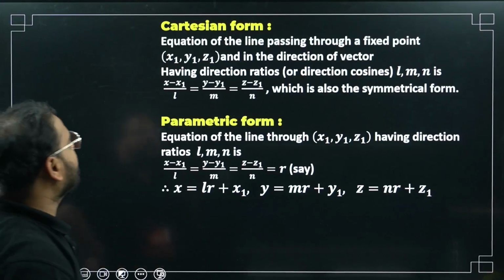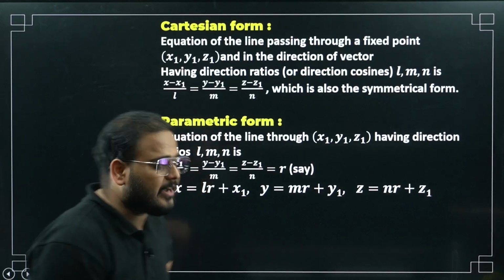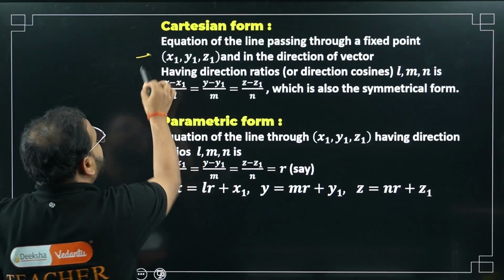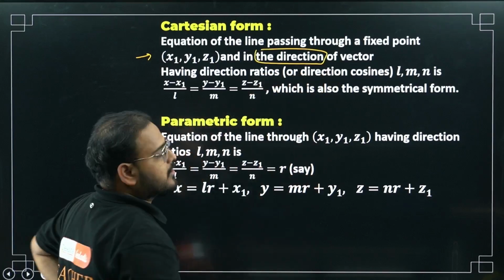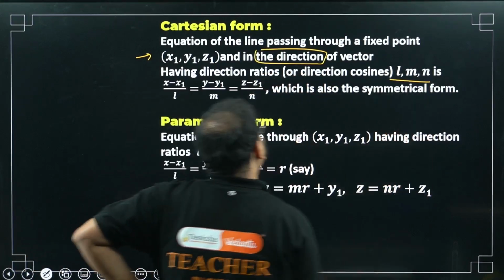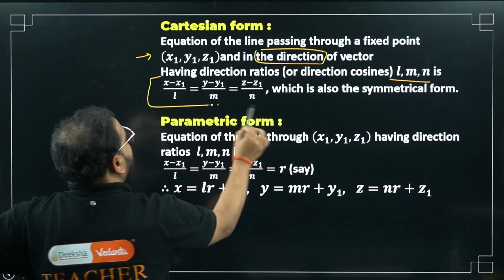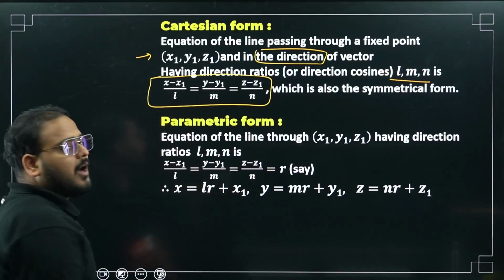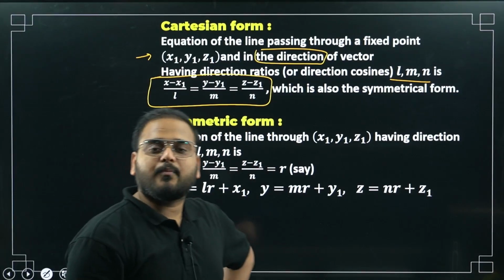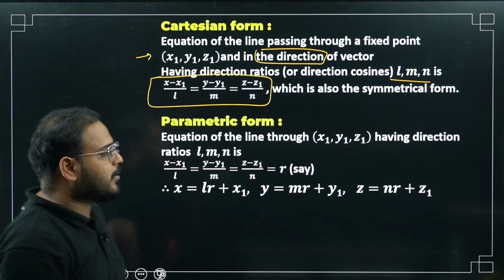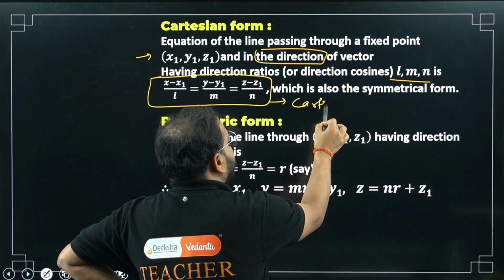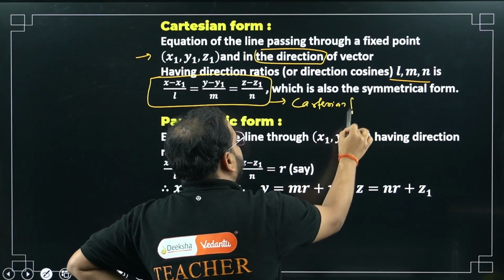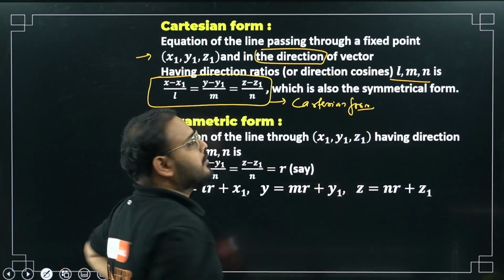In Cartesian form, the equation of a line passing through a fixed point. The point is given like this, and the direction is also mentioned with the help of what? The direction cosines l, m, n are given like this, bachcha. X minus x1 upon l equals y minus y1 upon m equals z minus z1 upon n. And this is the Cartesian form.